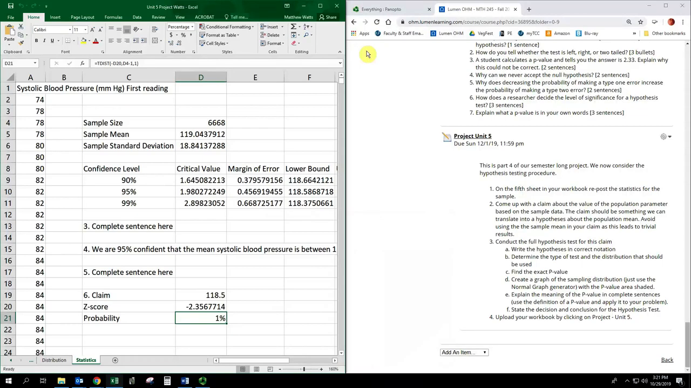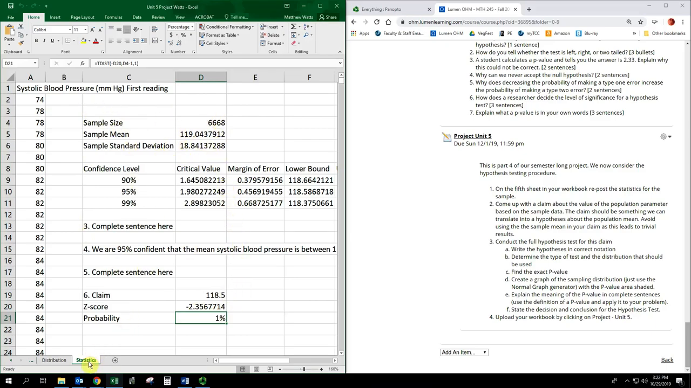All right, welcome to our final project video tutorial. We're looking at Project Unit 5, the fourth part of the project dealing with hypothesis testing. You may recall in Project Unit 4, Part 3, we created some confidence intervals, and you can see those here. We're going to be doing a hypothesis test, and we don't really need the confidence interval stuff, but we do need those sample statistics.